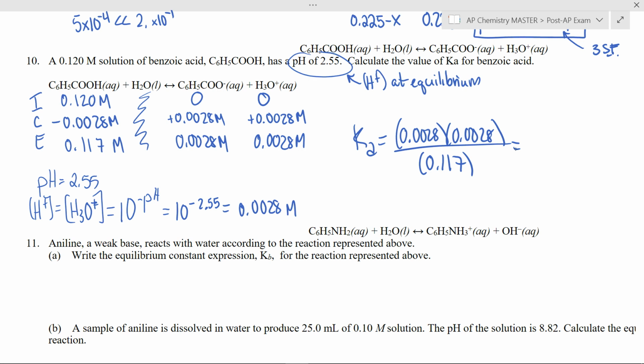And give me a shout out if you notice any mistakes on my key afterwards. You can send me a message. Okay, so 6.7 times 10 to the negative fifth.